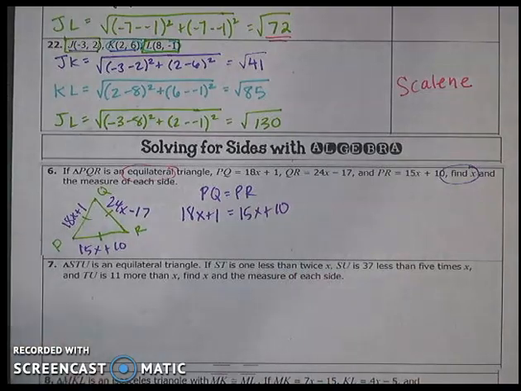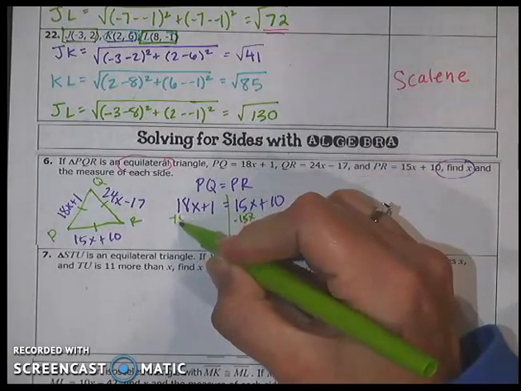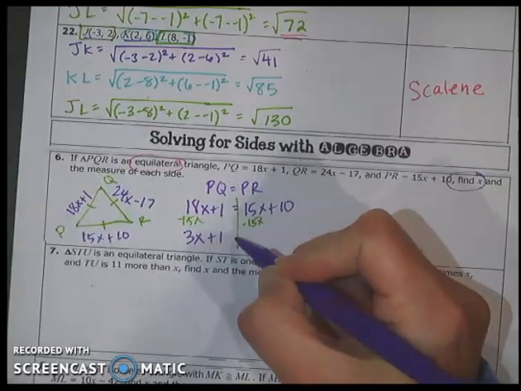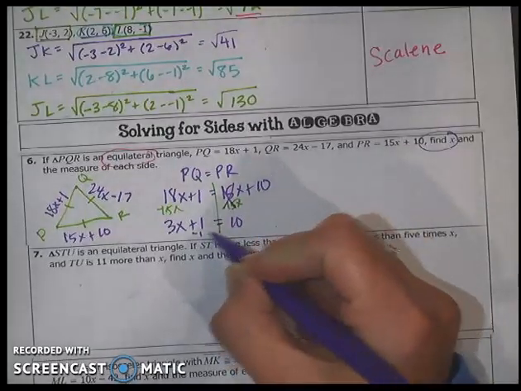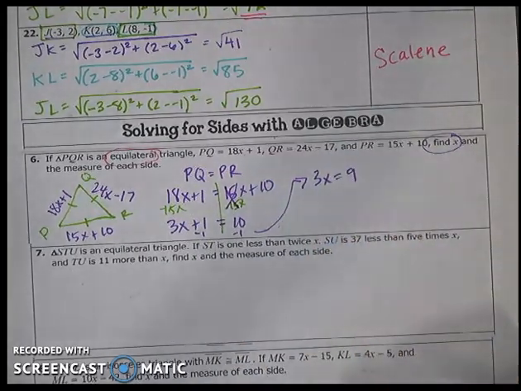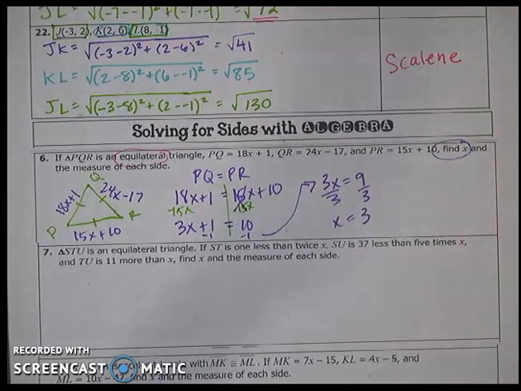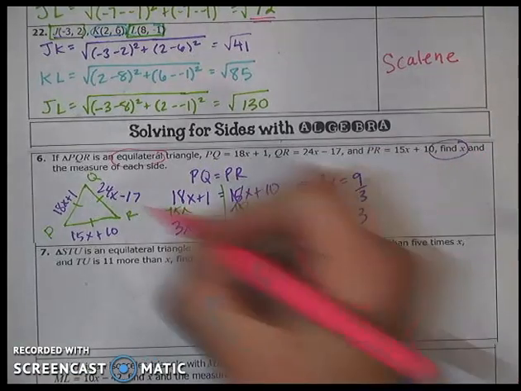So I'm going to go ahead and solve, subtracting my 15x on both sides. So 3x plus 1 is equal to 10. Subtract your 1 on both sides. 3x equals 9. Divide by 3, x equals 3. So that's fine and well that we know x equals 3, but now the other part says that we need to actually find the measure of each side.